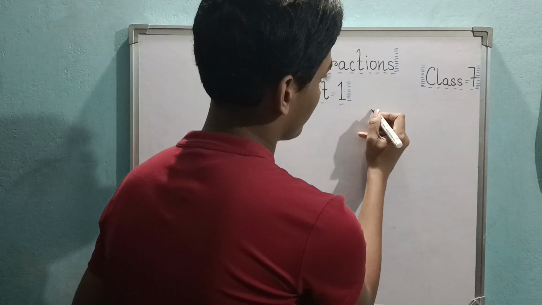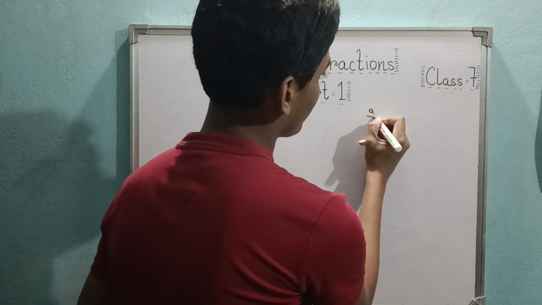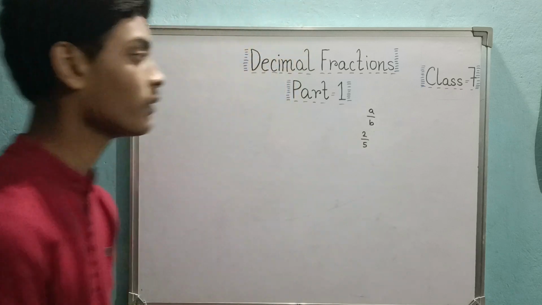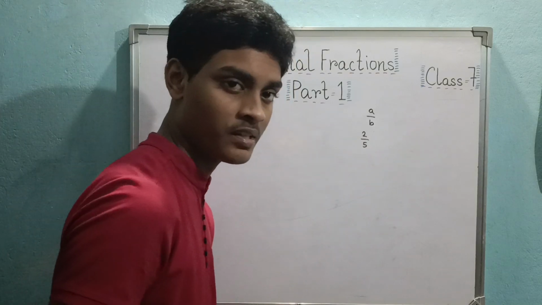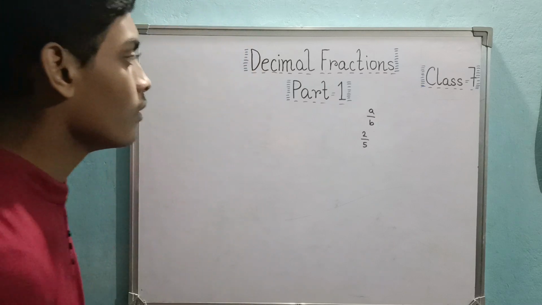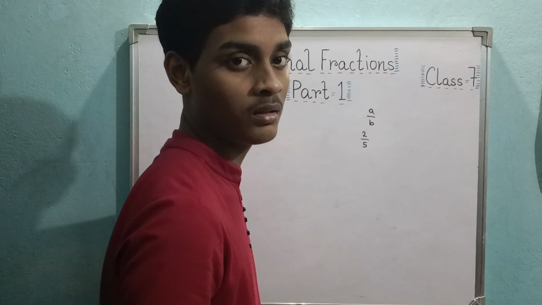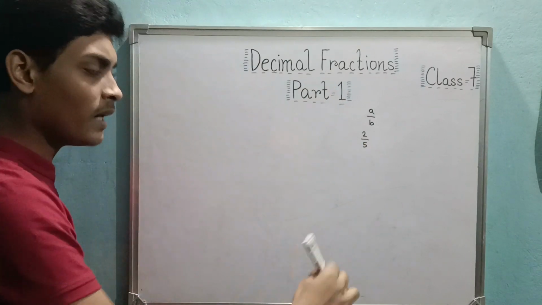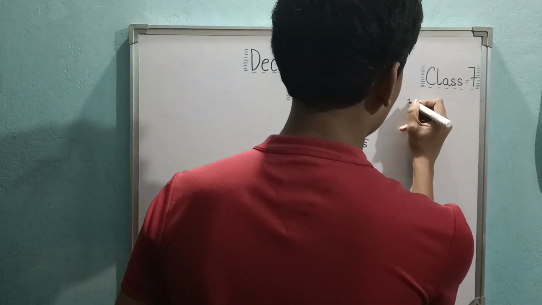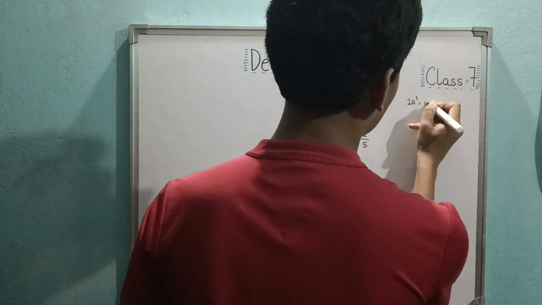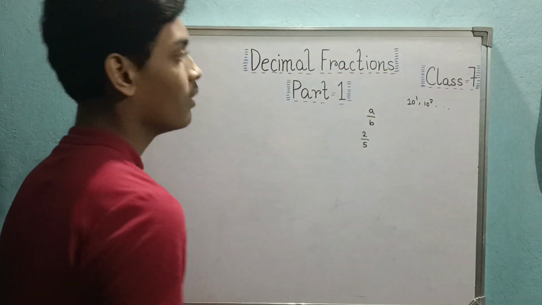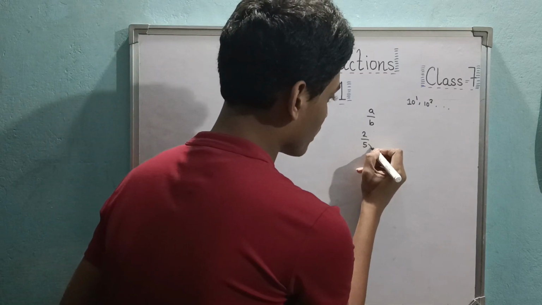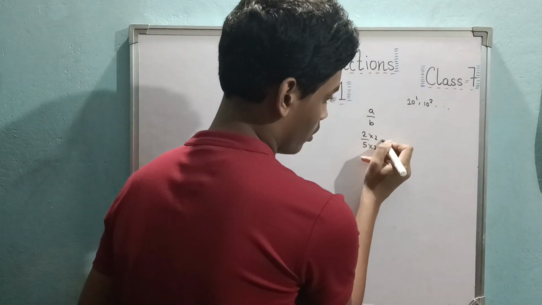Try to convert any fraction, like a by b. Suppose the fraction is 2 by 5 and you are told to express this 2 by 5 as a decimal. What you can do is try to make this denominator 100, or make this denominator 10 to the power some number, like 10 to the power 1 or 10 to the power 2, any number like this. How will it help you, I am telling you. To make the denominator 10, multiply by 2, here also multiply by 2, 4 by 10.